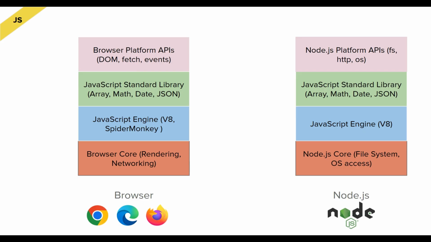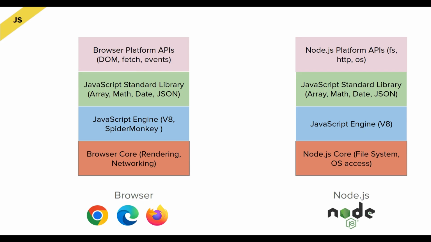In Node.js, the platform core is built for server task. For example, file system access, reading a file, writing a file, networking, reading operating system, etc. On top of the foundation, you get two important set of tools.